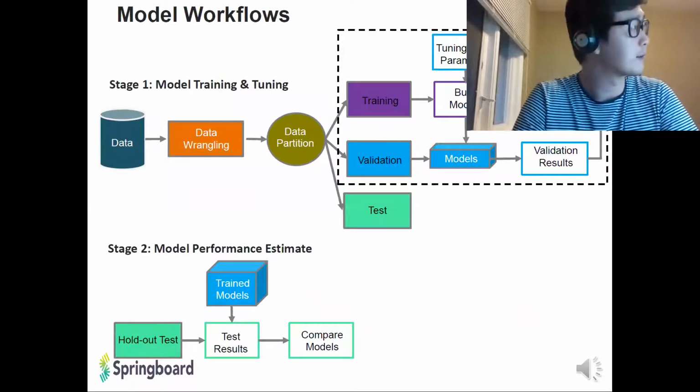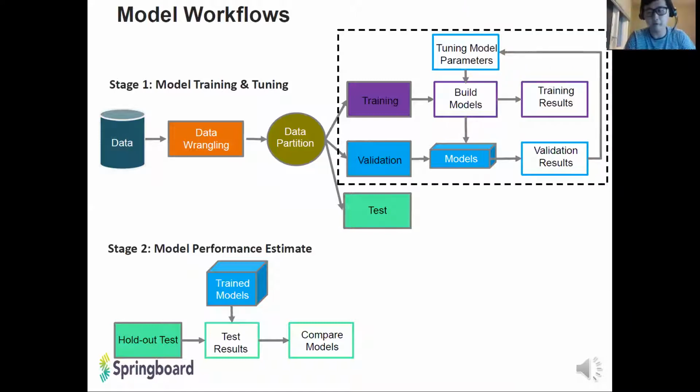So here is an overview of my machine learning model workflow. It's divided into two stages. Stage 1 is focused on model training and tuning, and stage 2 is focused on the final model performance estimate. In stage 1, I load the raw data into Python, perform the data wrangling steps as I mentioned earlier, and then execute the data partition.